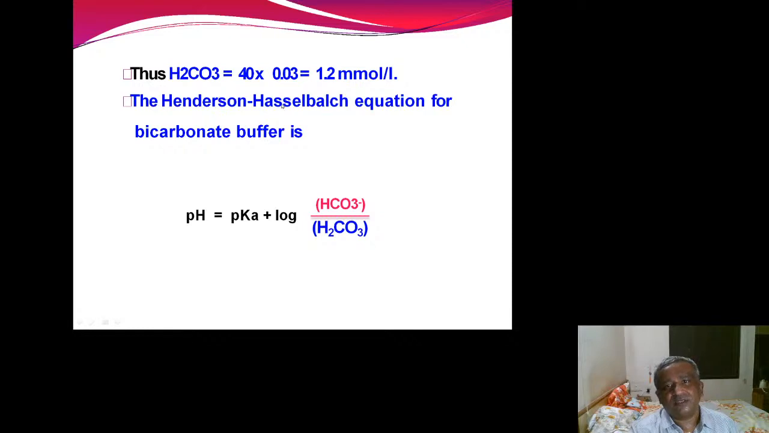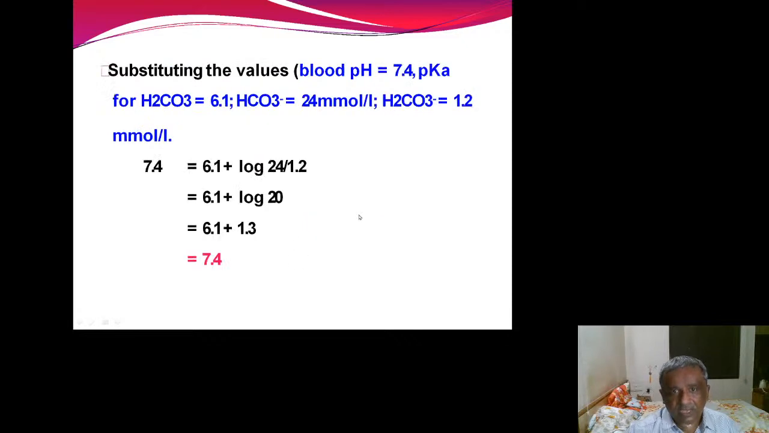Now the Henderson-Hasselbalch equation for the bicarbonate buffer is pH equals pK plus log of bicarb divided by carbonic acid. Now we put in these values: pH 7.4, pKa for H2CO3 is 6.1, HCO3 is 24 and H2CO3 is 1.2. So 7.4 equals 6.1 plus log 24 divided by 1.2, that is 6.1 plus log 20, that is 6.1 plus 1.3, that is 7.4.